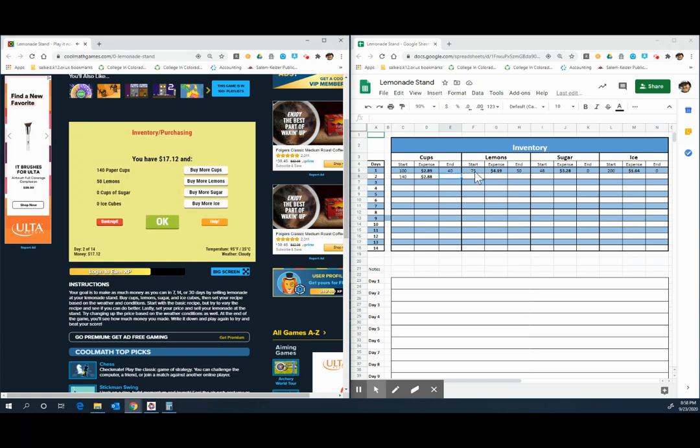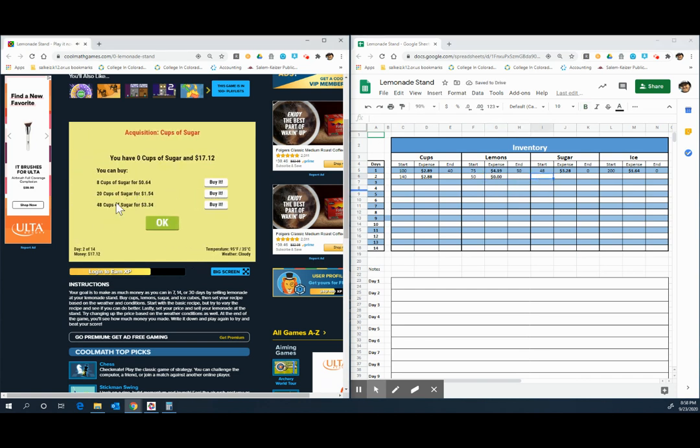Lemons. I started off with 75 lemons. I still have 50 lemons left. I used 25 lemons. I think I'm going to be okay. So I'm going to leave this at 50, and I'm going to put 0 in here for expenses.